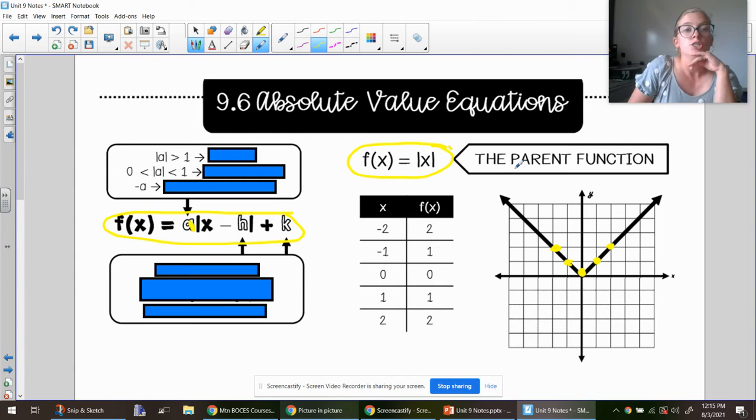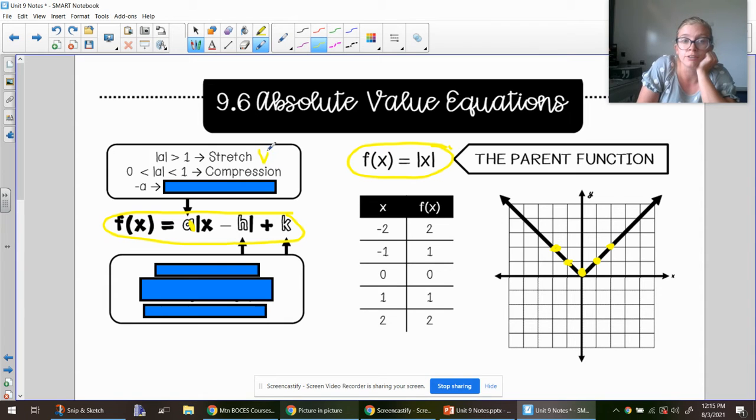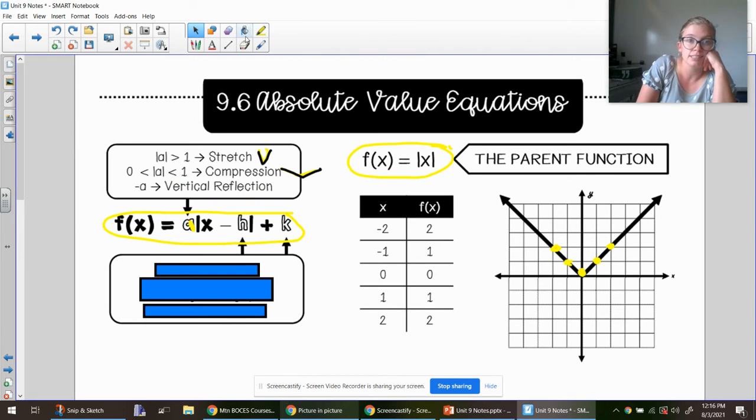So when the absolute value of a is greater than 1, the graph stretches. It's going to get narrower, which we saw with quadratics. When the absolute value of a is between 0 and 1, when it's a decimal or a fraction, it is going to compress. It's going to get wider. So we're going to see a wider V. So let's draw narrow V, wide V, kind of like a bird. When a is negative, it is going to reflect over the x-axis. That means our V is going to be upside down.